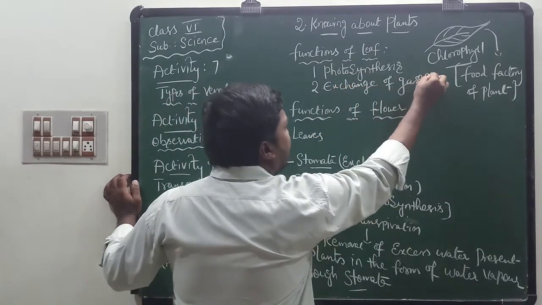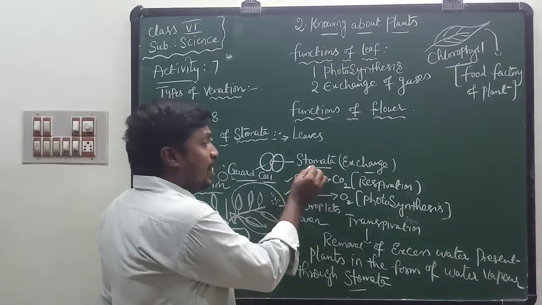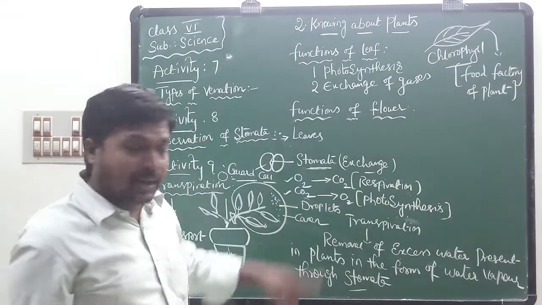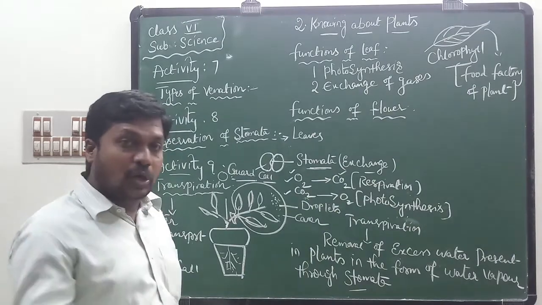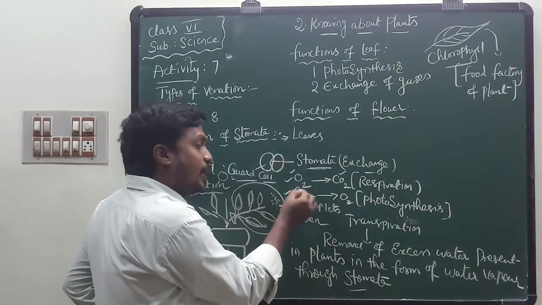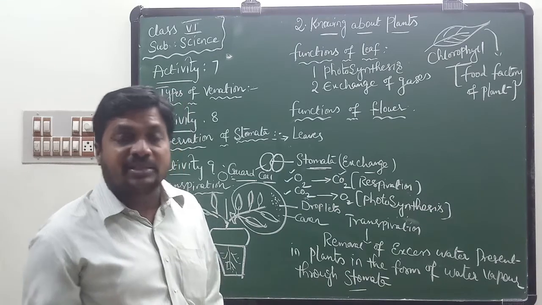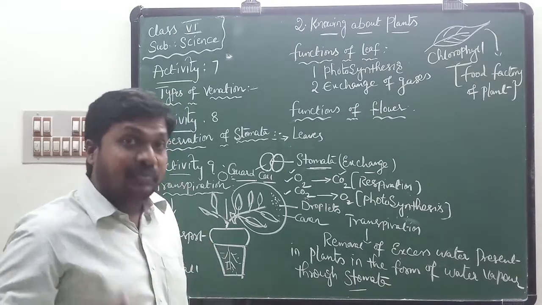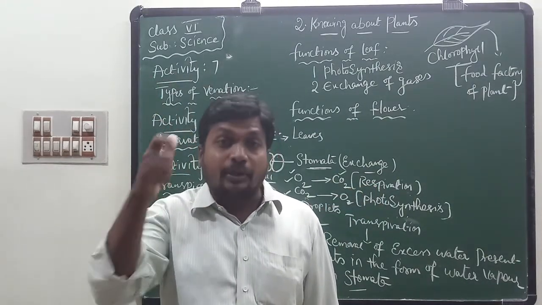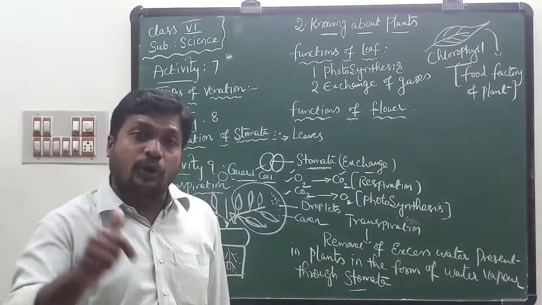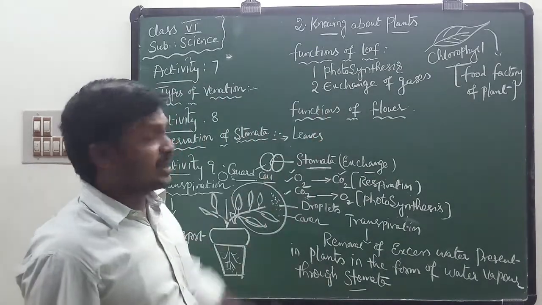Exchange of gases. For example, as already explained, in the process of respiration, plants with the help of stomata, the natural openings in leaves, take in oxygen and release CO2. And in the process of photosynthesis, stomata take CO2 and release oxygen. This process is known as exchange of gases. Exchange means taking one gas and releasing another gas. In respiration, stomata absorb oxygen present in the atmosphere and release CO2. In photosynthesis, stomata take CO2 and release oxygen. That is called exchange of gases.